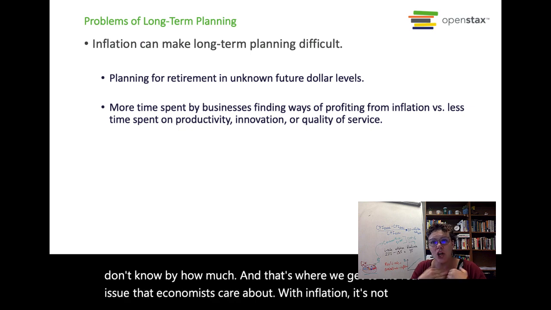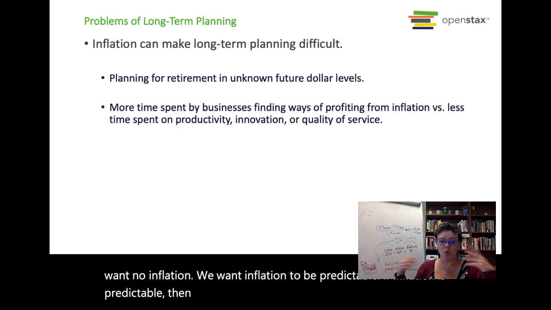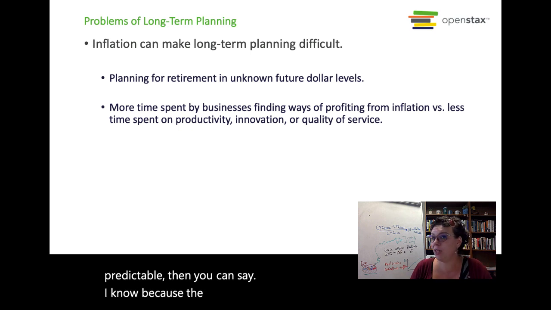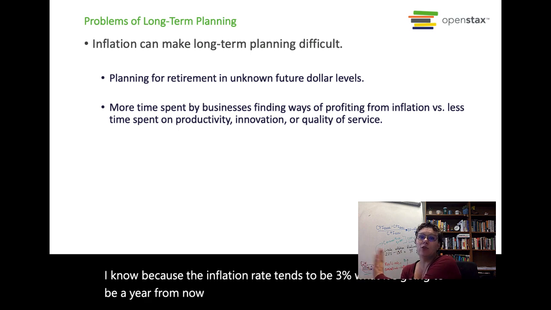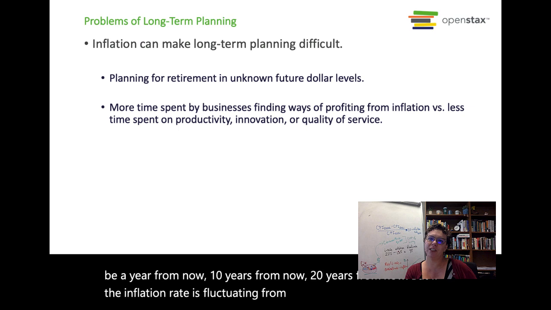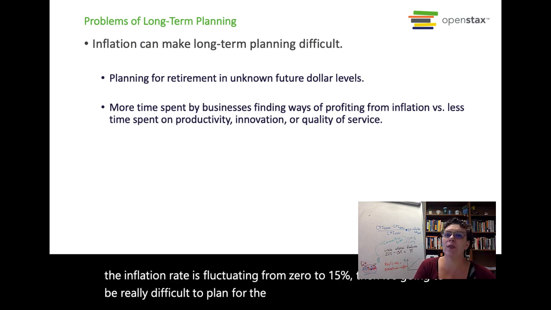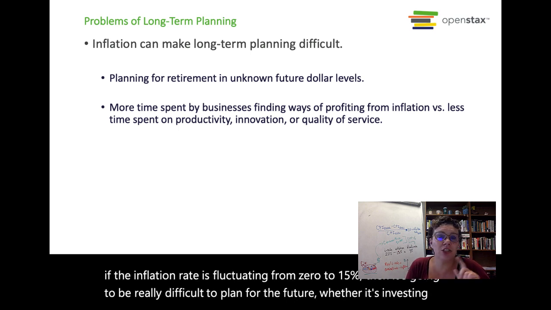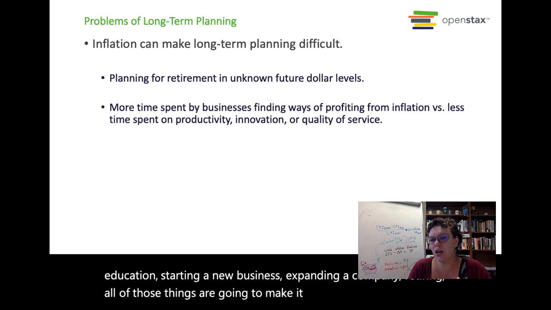It's not that we want no inflation. We want inflation to be predictable. If inflation is predictable, then you can say, oh, well, I know that because the inflation rate tends to be 3%, what it's going to be a year from now, 10 years from now, 20 years from now. But if the inflation rate is fluctuating from 0 to 15%, then it's going to be really difficult to plan for the future, whether it's investing in education, starting a new business, expanding a company, retiring. All of those things are going to make it harder.